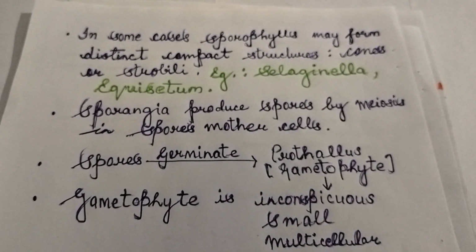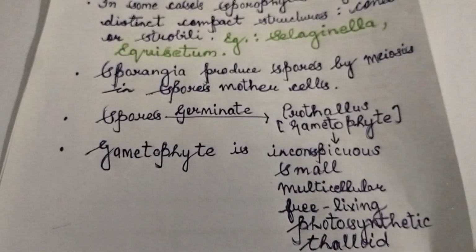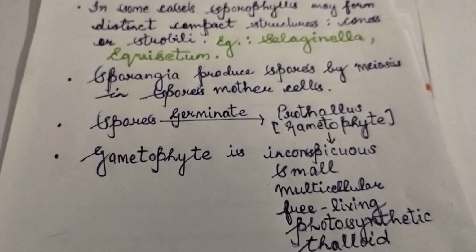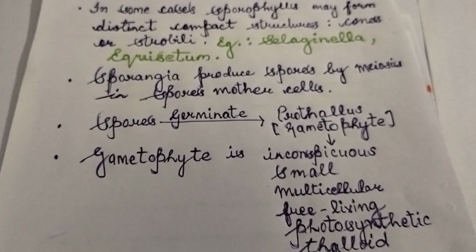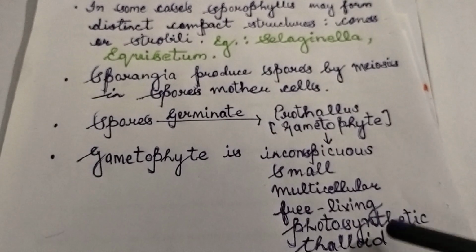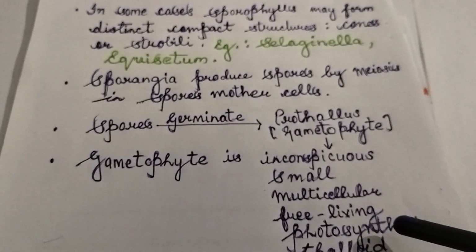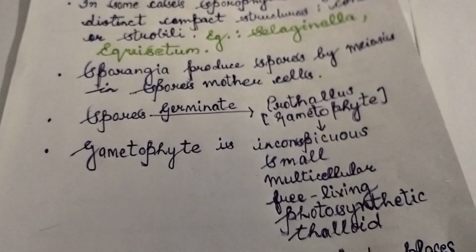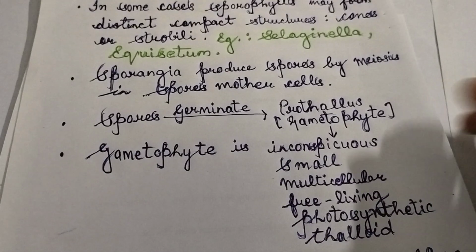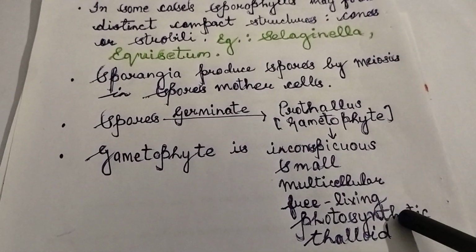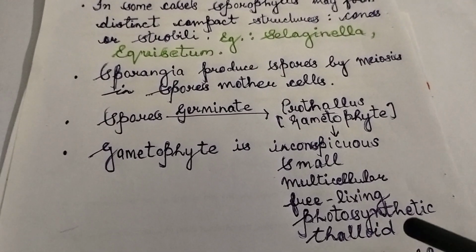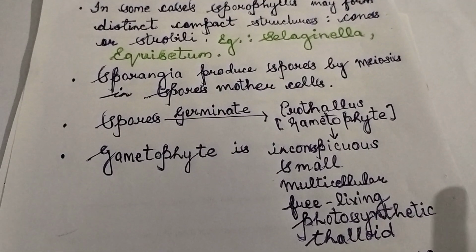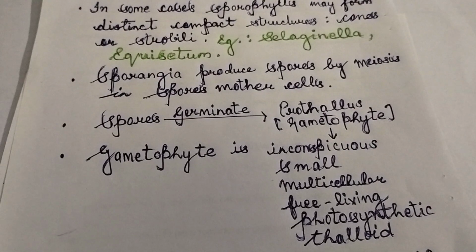And what is the nature of this gametophyte or prothallus? It is inconspicuous, small, multicellular. See, advancement has taken place. Multicellularity is there. It is free living. Free living means photosynthetic, that means green in color, and free living means it is not dependent on any other part of the life cycle. And it is thalloid. It is independent to produce its food, and its nature is thalloid. Means gametophyte is thalloid and is not differentiated into root, stem and leaf.